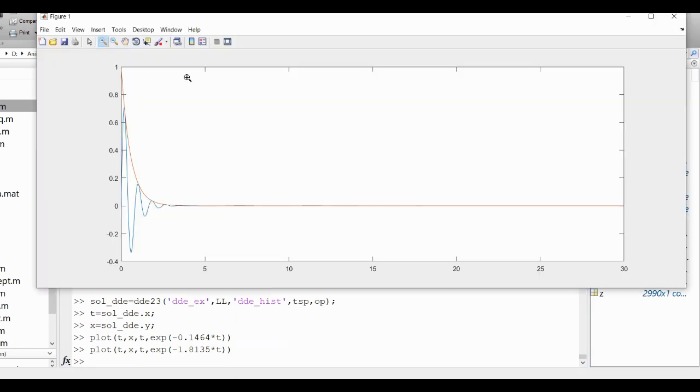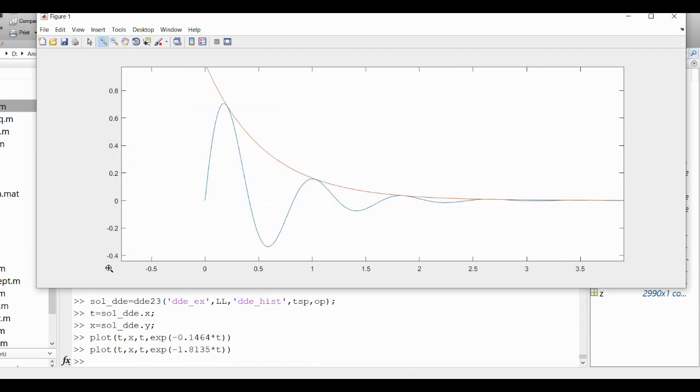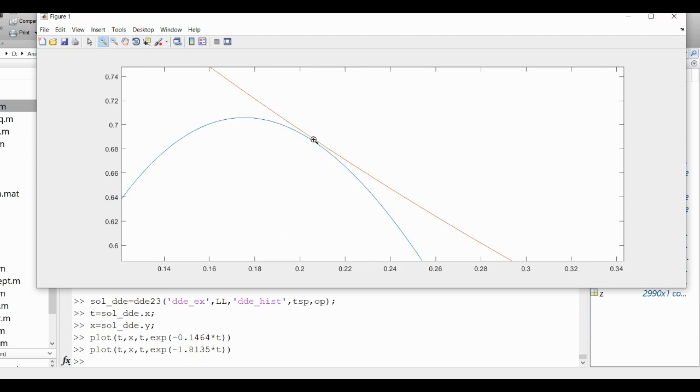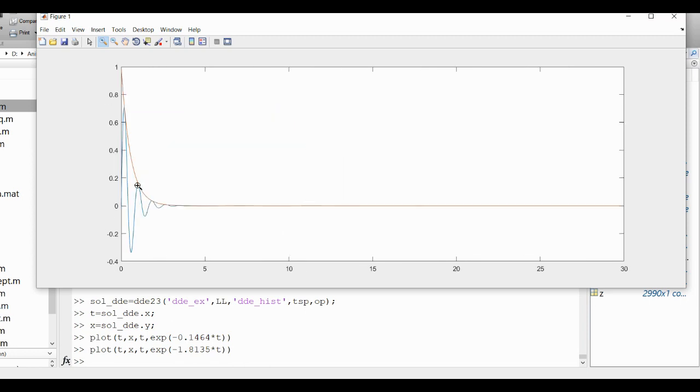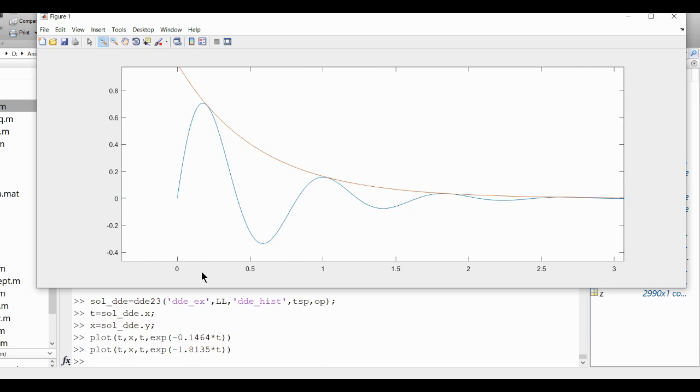So you can see that the solution to the delay differential equation has within it the possibility. This match is some kind of coincidence, okay, this near match, but you can see that the exponential decay rate is just perfectly correct, okay.